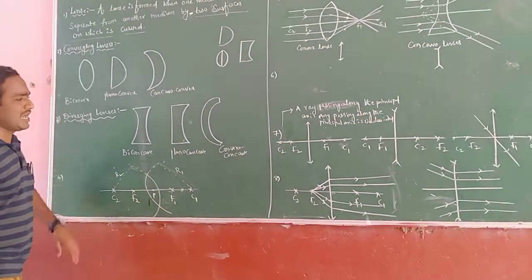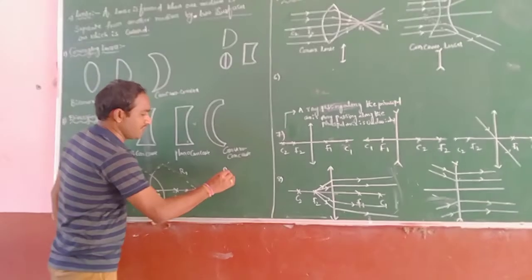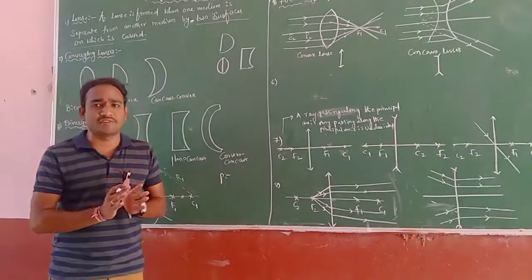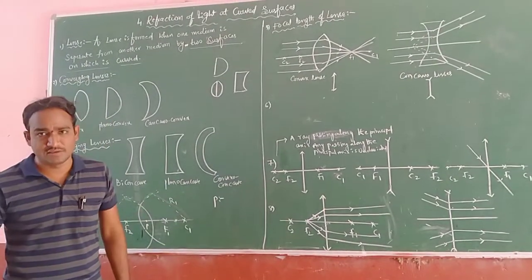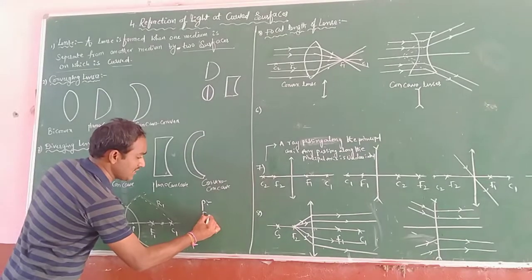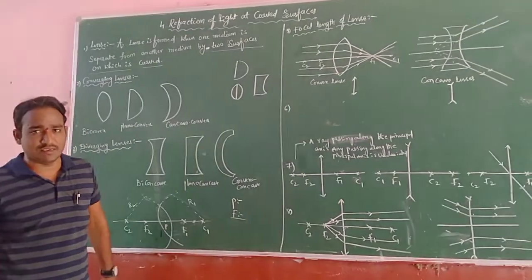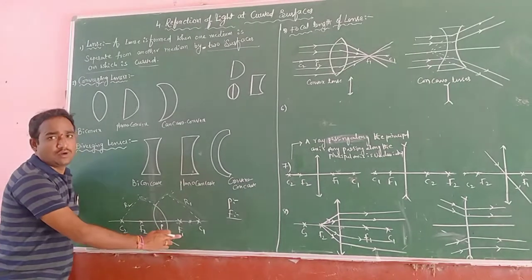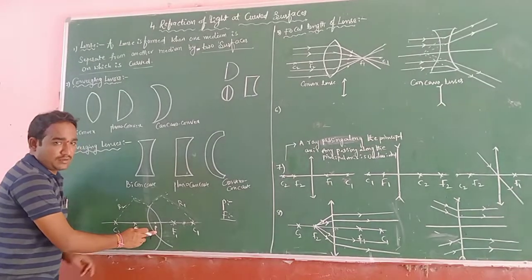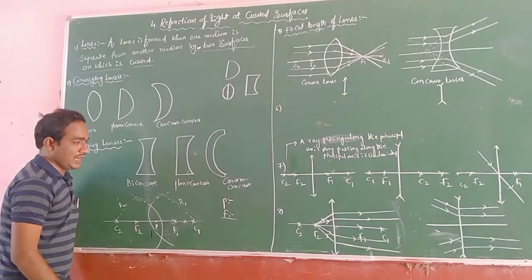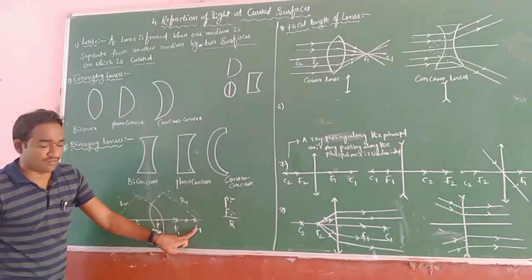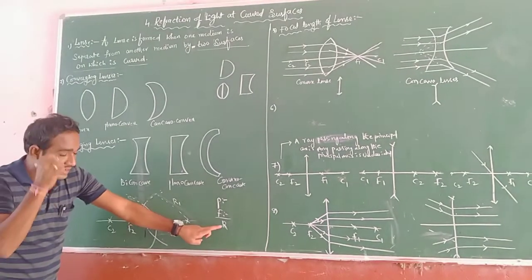According to last class, we already discussed the definition of optic center. Optic center is the middle point of the thin lens. And one more thing, focal length. What is the definition of focal length? Focal length is the distance from the focus to the pole, the center of the lens. That is called focal length. And another one is radius of curvature. The distance from center of curvature to optic center is called radius of curvature.